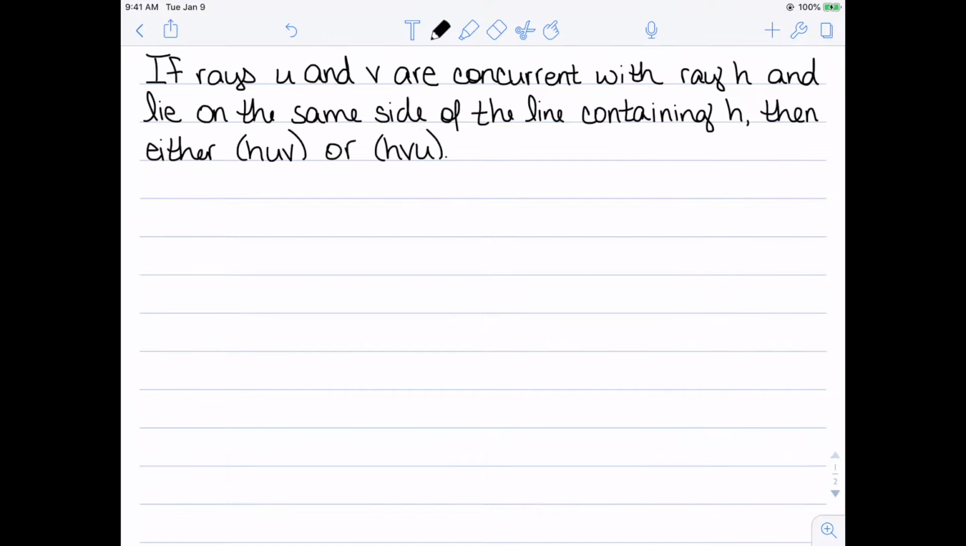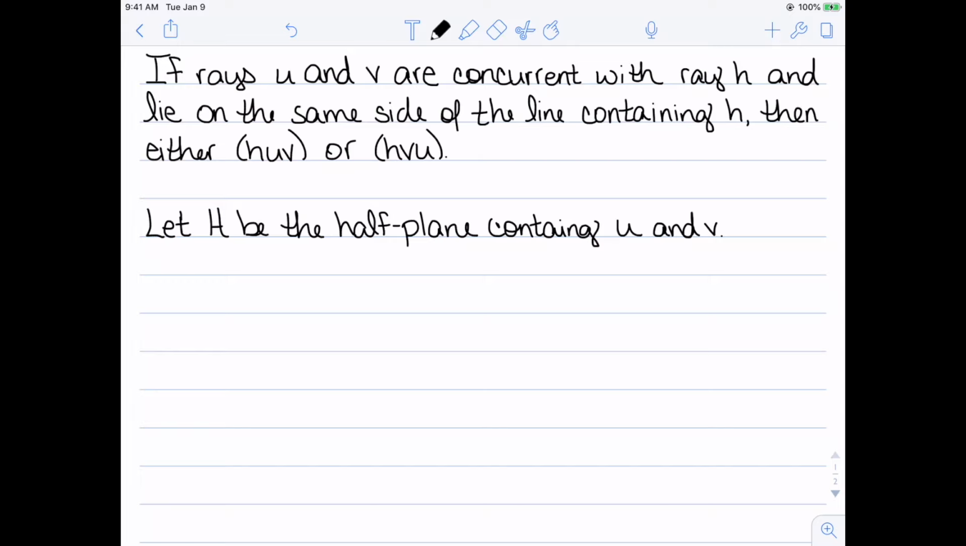We'll now discuss some of the results of angles and different types of angles and their interiors. My first result: if I have two rays u and v that are concurrent with a ray h and lie on the same side of the line containing h, then I have either the betweenness relation HUV or HVU.